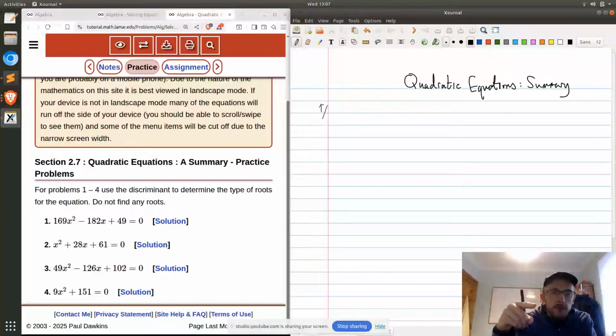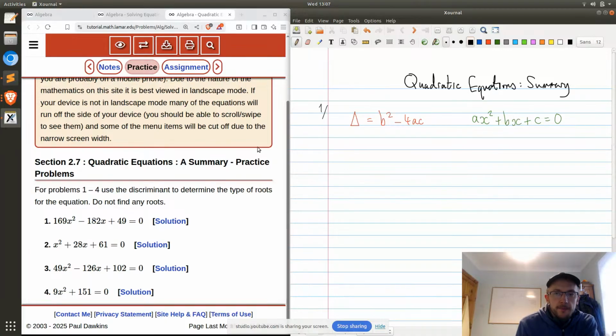Use the discriminant to determine the types of roots for the equation and do not find any roots. Very well. The discriminant, symbolized by delta, is b squared minus 4ac, in the general form of the quadratic equation, which goes ax squared plus bx plus c equals 0. And so we will apply that to this first quadratic. So it is negative 182 squared minus 4 times 169 times 49.